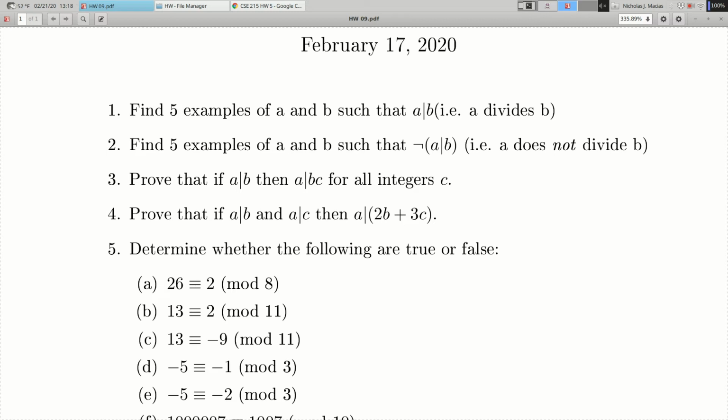2 mod 11. So A divides C divides. Now we're getting to the negative. So what's 13 mod 8? And what's negative 9 mod 11? This is where it helps to have this equation. So we're going to try to write negative 9 equals 11 times some constant plus some remainder.